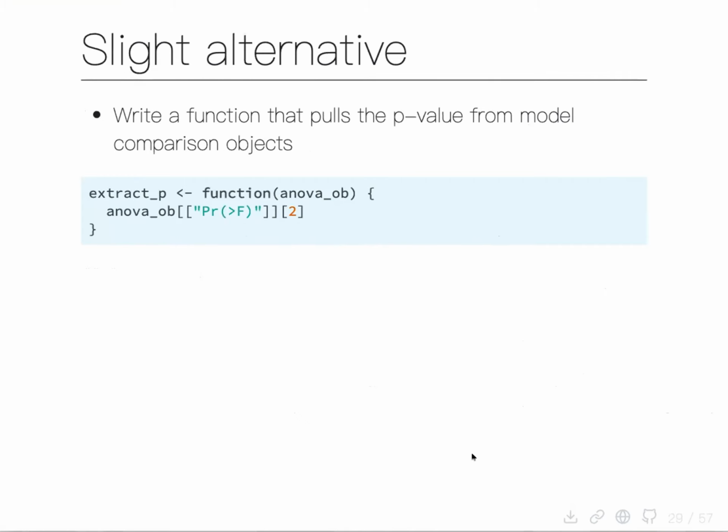Okay. Alternatively, we could actually put this extract p as its own function. And this is probably more how I would do this, because it's going to make it more clear in terms of the code, right? So I'm creating this function that takes an ANOVA object, and then we're just swapping anova_ob for what we had before with compare. Everything else is exactly the same. That's going to return just the p-value from an ANOVA object.